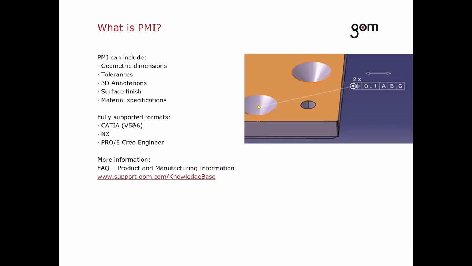So let's continue with the last topic for today. And this is called PMI. PMI stands for Product Manufacturing Information. What does that mean? Well, in modern product development, modern product development takes place mostly in 3D.